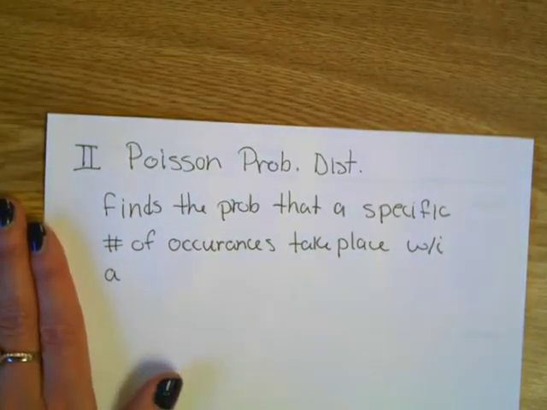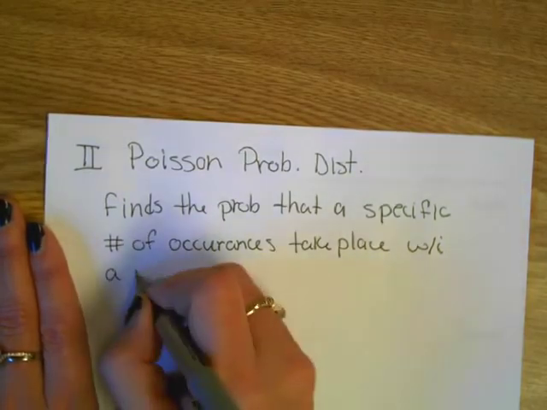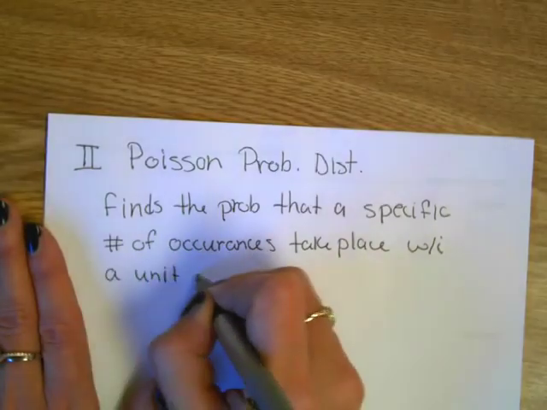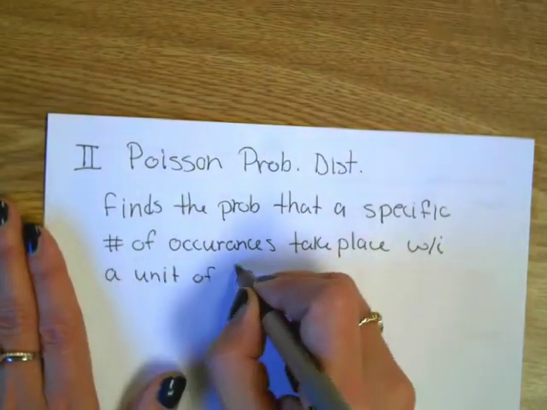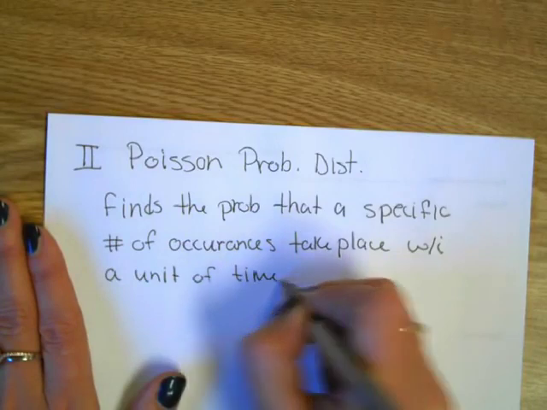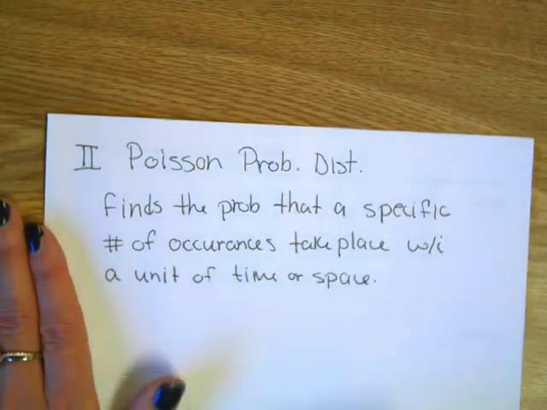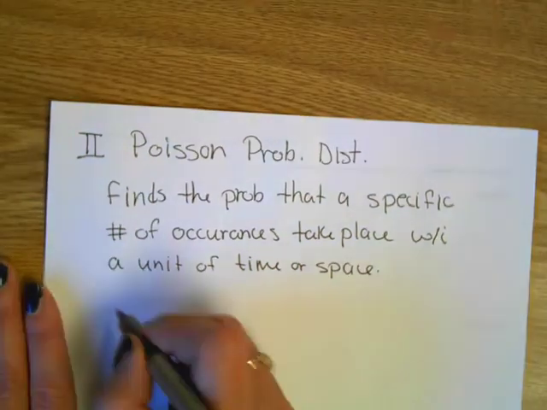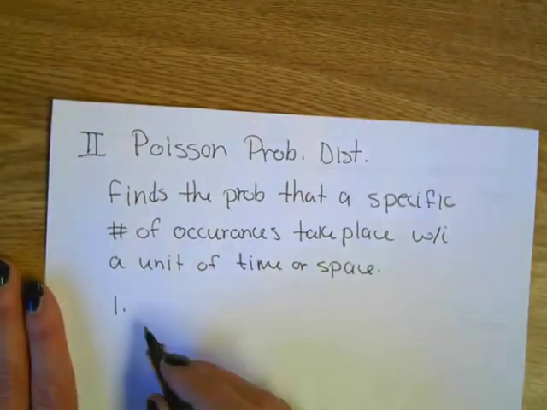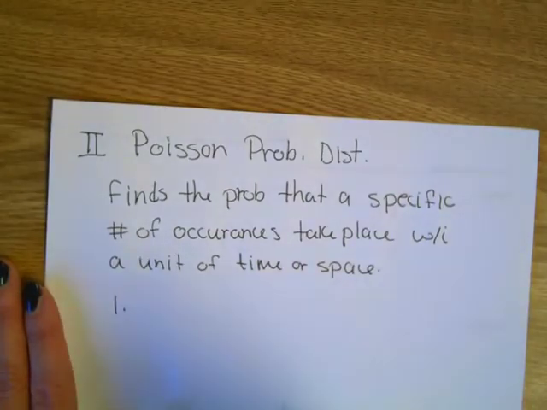Finds the probability that a specific number of occurrences take place within a unit of time or space. Alright, there's 3 conditions here. First of all, X is going to represent the number of occurrences.